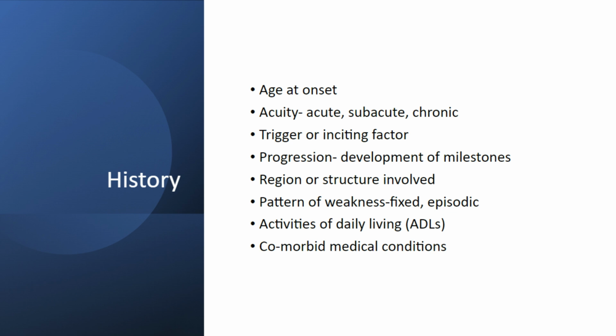Then we have to understand, if a patient is having weakness, what's the pattern of weakness? Is it fixed? Is it episodic, like myasthenia gravis, Lambert-Eaton myasthenic syndrome, or channelopathies? Those are all episodic weaknesses. But it could be fixed, and then there is a progression pattern to that.